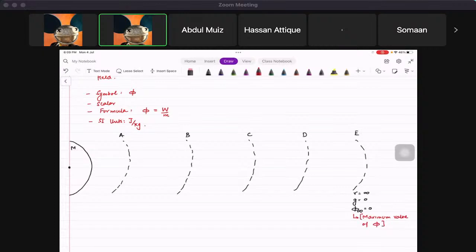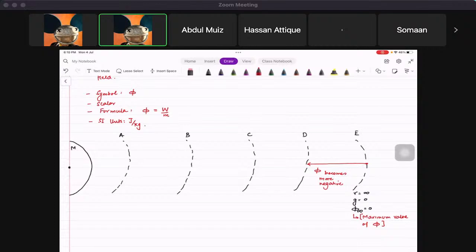What I mean by this is, if a body from infinity moves towards the mass itself, then the potential becomes more negative. So all the values of potential are negative, and the maximum is 0. And because it's a scalar quantity, the negative sign means that the value is smaller than 0, right?